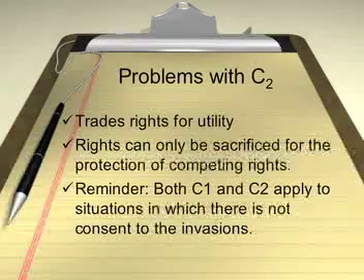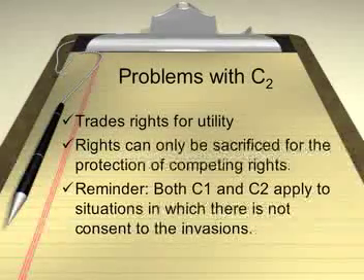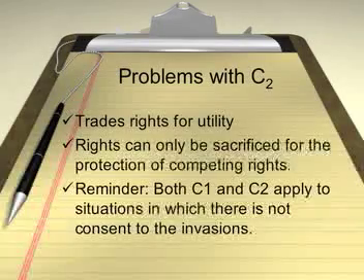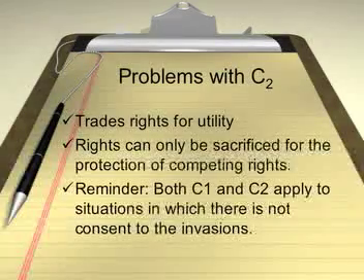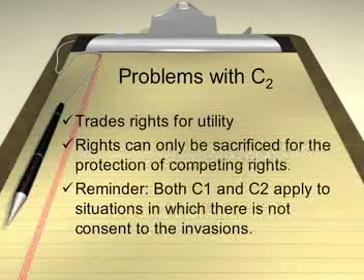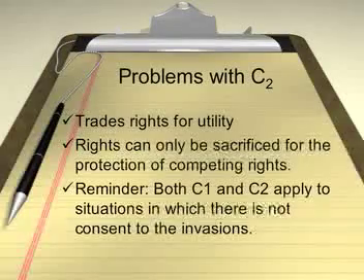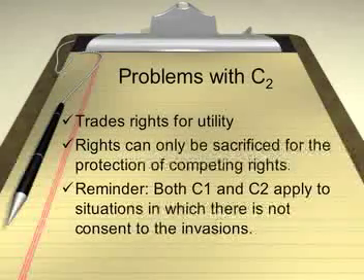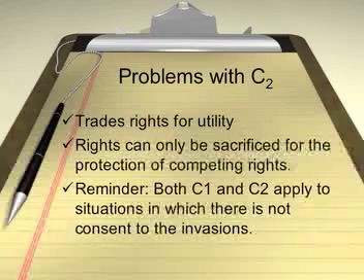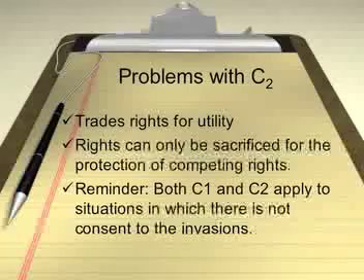Problems with C2. As I mentioned before, the second criterion gives an exception to invasions of privacy, providing that certain conditions are met. And I mentioned briefly that some of those conditions might be because the importance of the research overrides the individual's right to privacy. Now, the problem Pinkard has with this sort of condition, or with C2, is that it trades rights for utility. Now, you might ask, why does this matter? Well, if the utility we can get from certain science research is great enough, isn't that a good enough trade-off for rights?